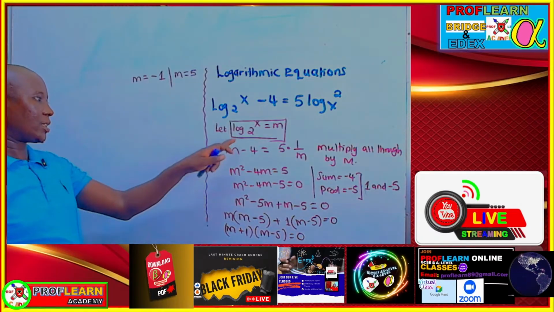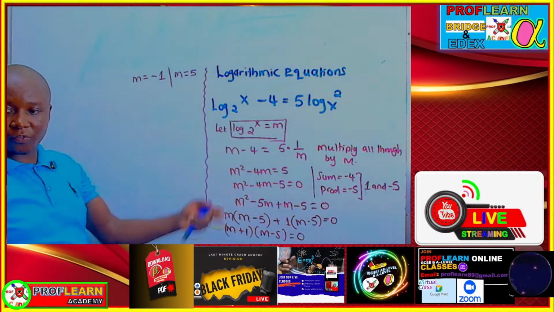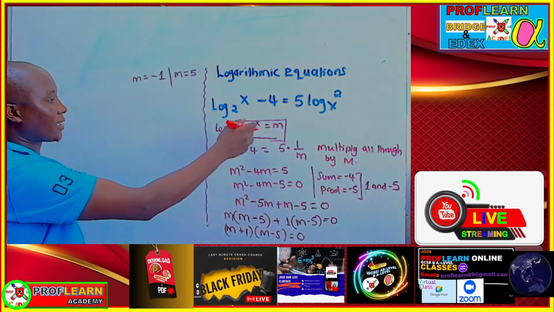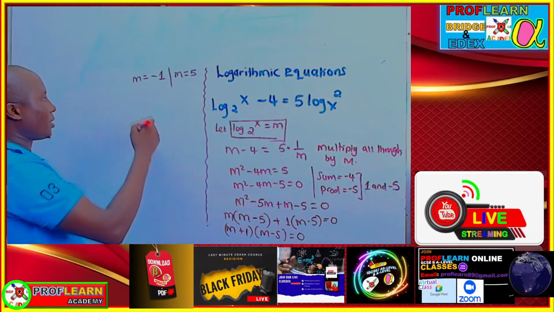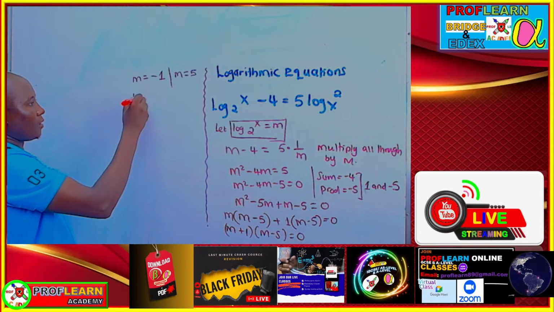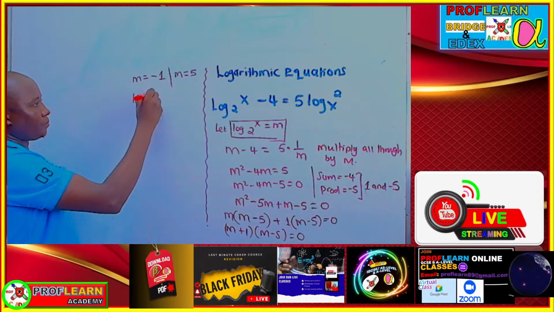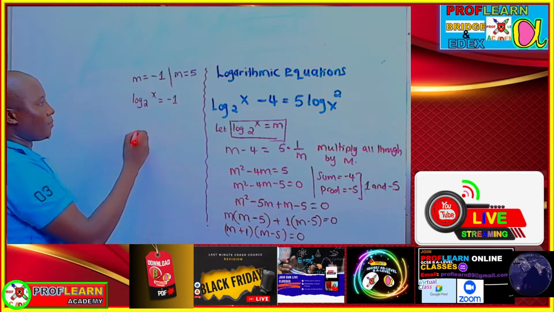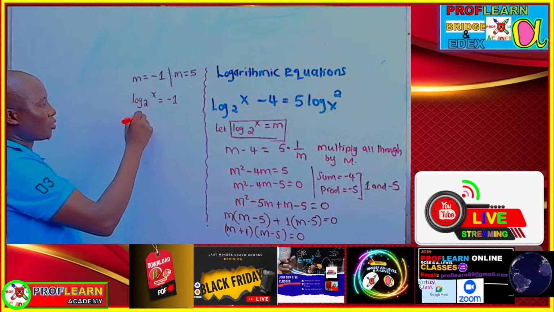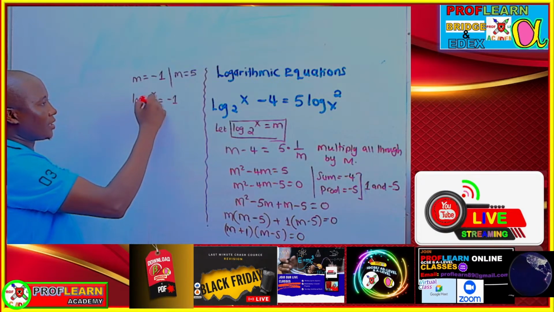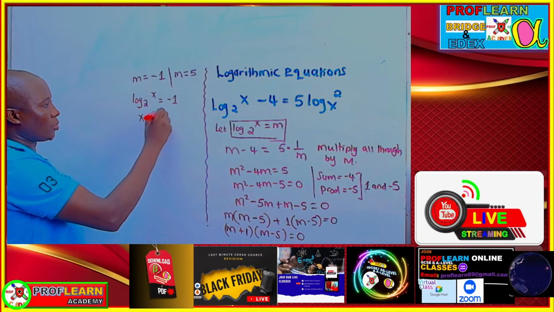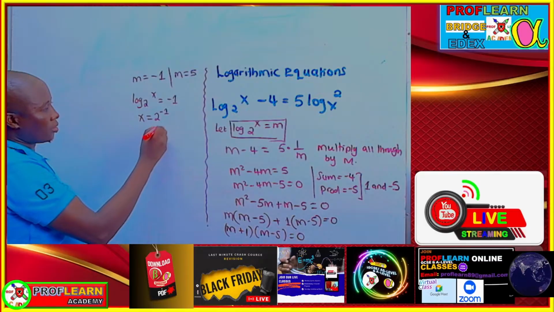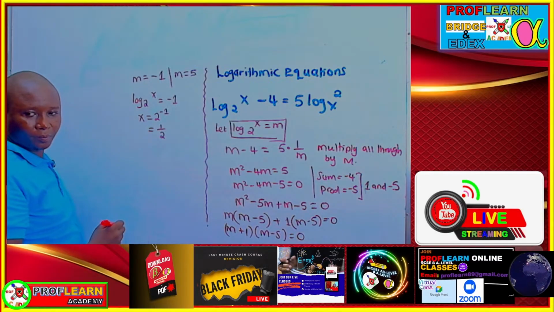So remember, we are finding x, we are not finding m. We had said log x base 2 is equal to m. So meaning that we can say log x base 2 is equal to minus 1. In index notation, this is going to be x is equal to 2 raised to power negative 1, which is equal to 1 over 2.